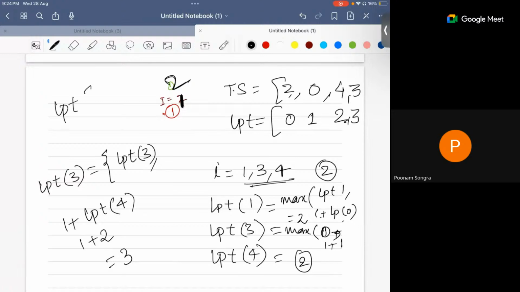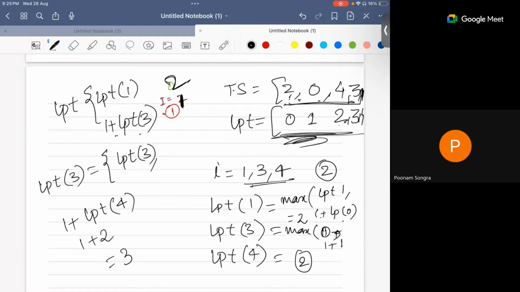The longest path to 1 will be either the longest path to 1 itself or 1 plus the longest path to 3. What will the value be? 1 plus 3 is 4. So it will be 4. For 0, it will be 4. So this will be the length. If you want to go from 2 to 2, it will be 0. From 2 to 0, 1 length. 2 to 4, 2 length. 2 to 3, 3 length. And 2 to 1, it will be 4. So this is the topological sorting and this is the longest path to go there.